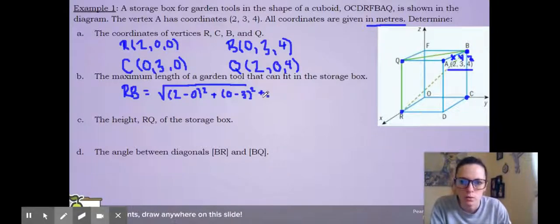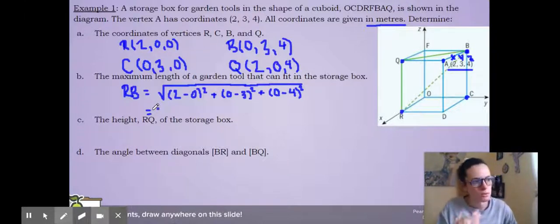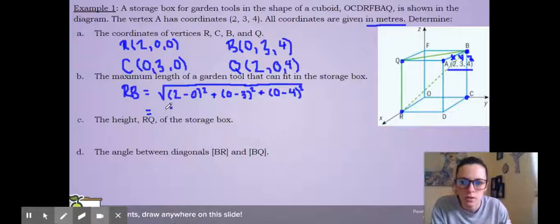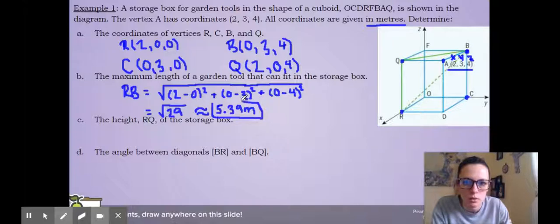Finally, with my z's, z-coordinate of R minus z-coordinate of B squared. And then I can either evaluate each of those pieces, add them together, take the square root, et cetera, or I can just throw this whole thing into my calculator, because remember, if IB doesn't say, then the understood way of writing your answer is 3 sig figs. So we're looking at either the square root of 29 or approximately, to 3 sig figs, 5.39 meters. Remember, it said all coordinates are in meters, so that's why I threw that M in there.